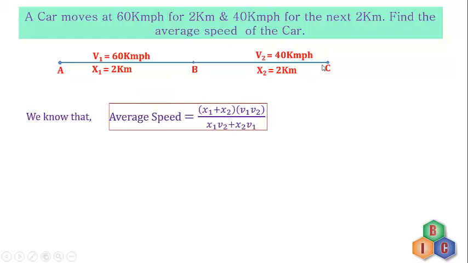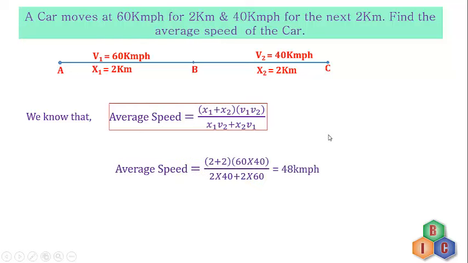Now how does this formula look, or how do you read this formula? Average speed is equal to (x1 plus x2) into v1 v2 divided by x1 v2 plus x2 v1. Anyway, I have done the derivation of this formula in my previous video. Now let us just substitute the different values that we have here for x1, x2 and v1, v2.